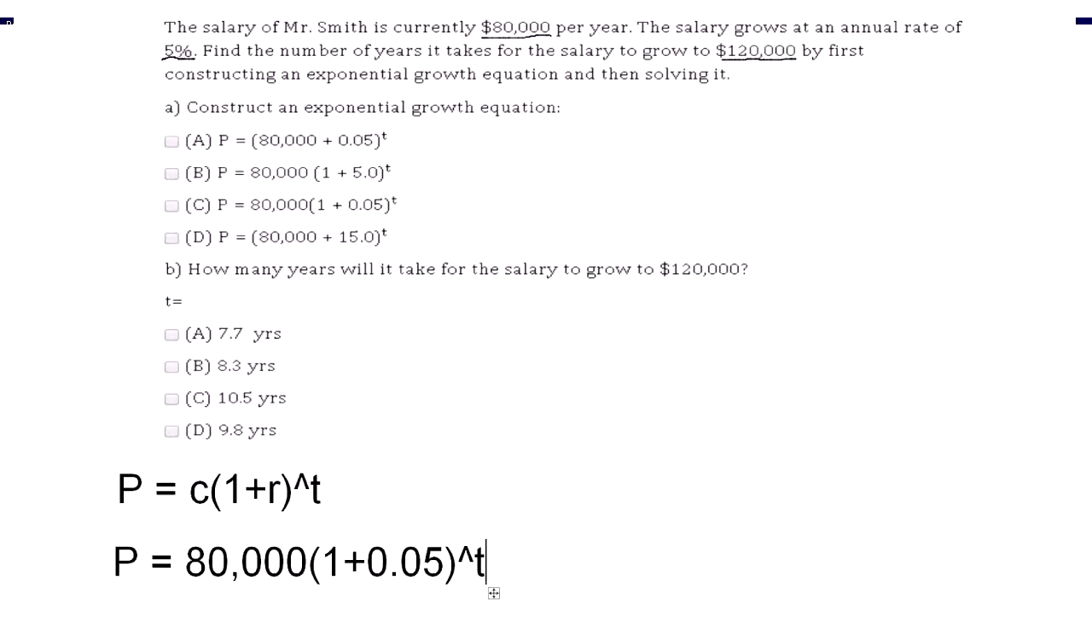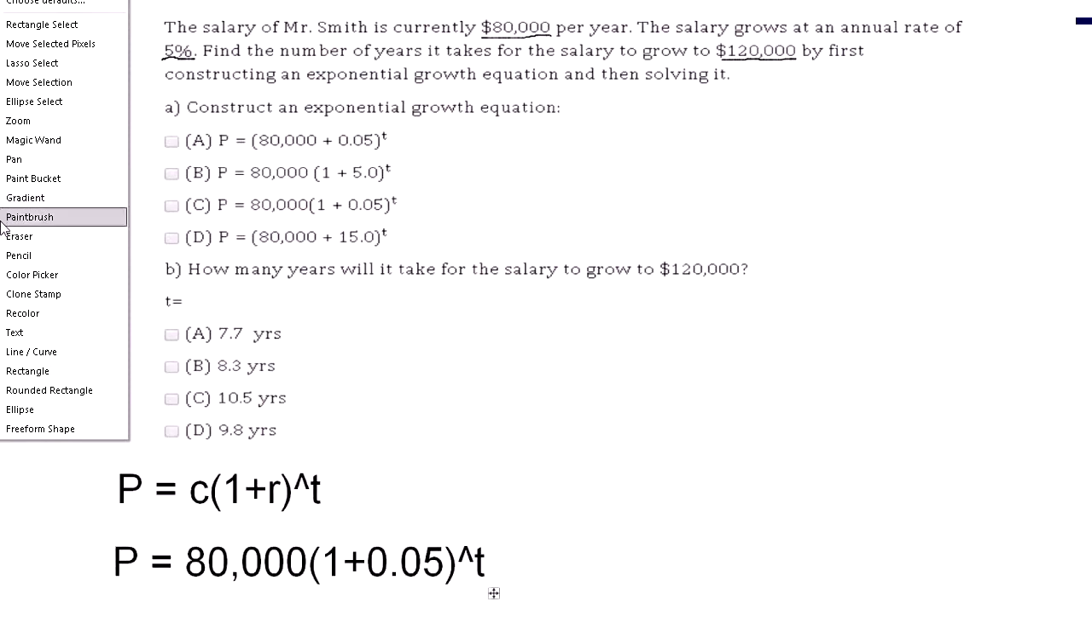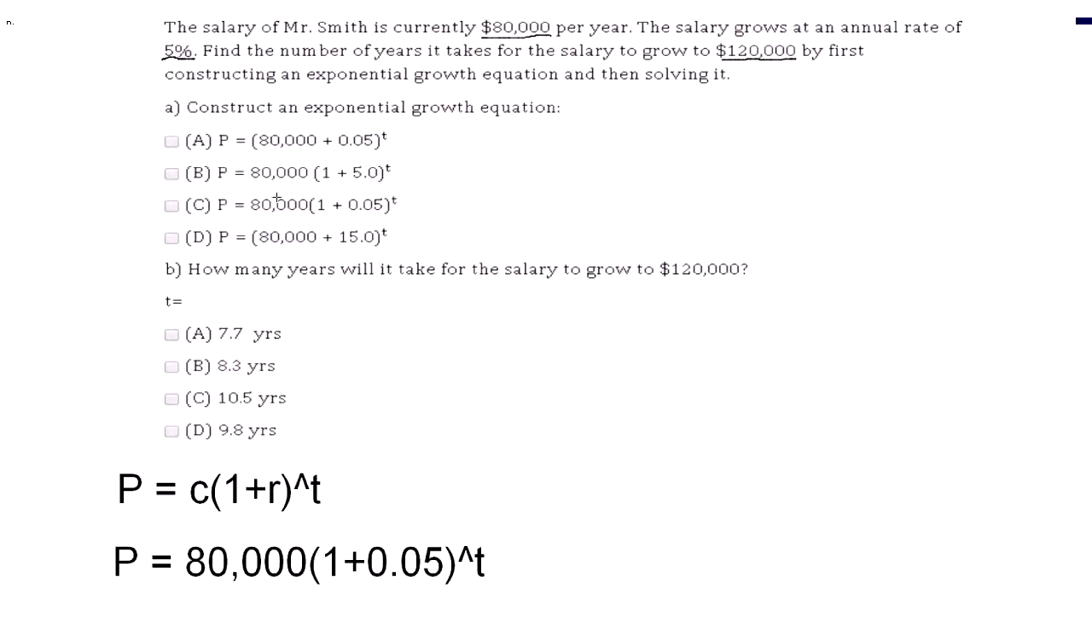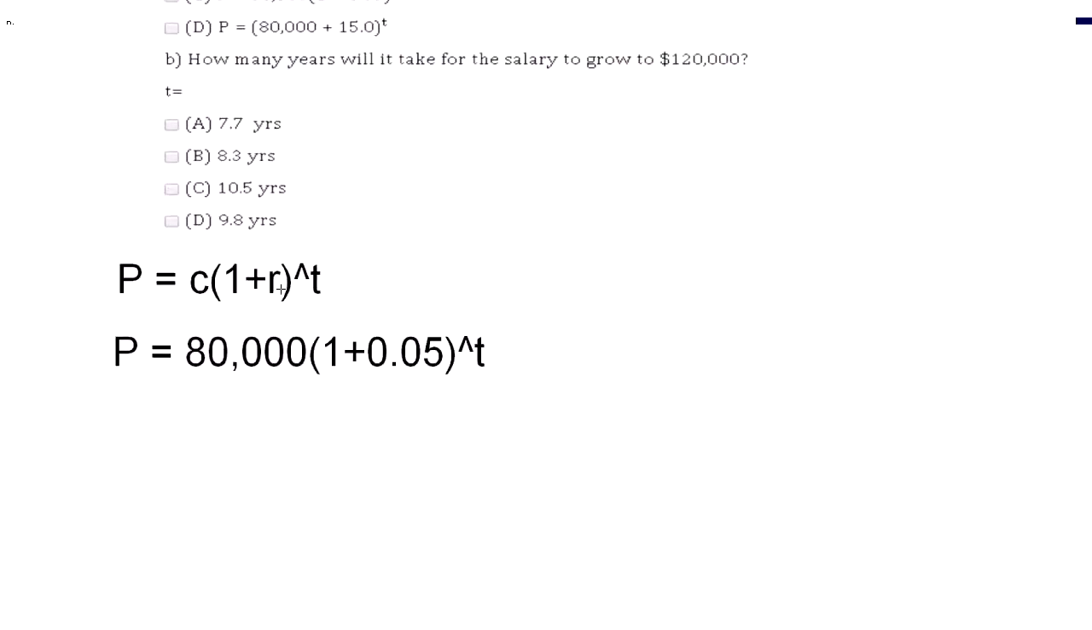So this is basically a growth equation right here. You don't want to trick yourself, and looking through the options, it would be this one, seeing that it meets all the criteria: P equals 80,000 times (1 plus 0.05) to the power of t. And that is question 1.